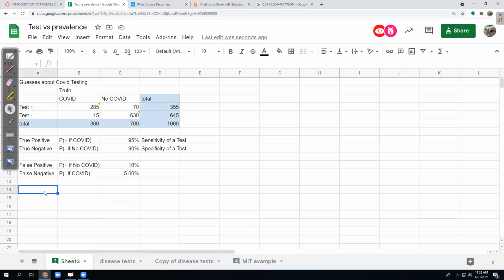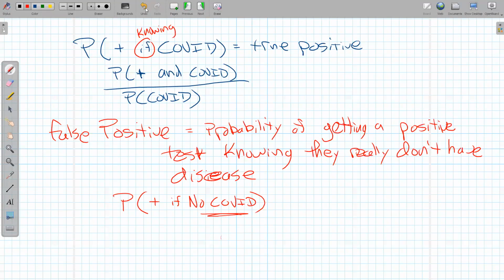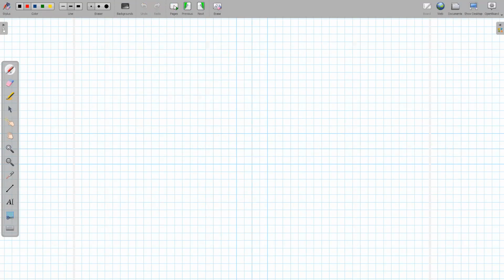There are a couple other pieces of terminology, but I don't want to go over that right now. I'm just going to do one more example, but from a different direction. So sometimes with COVID, with any kind of testing, if you look up data on it, you won't necessarily get all of that information. So about disease testing and probabilities.